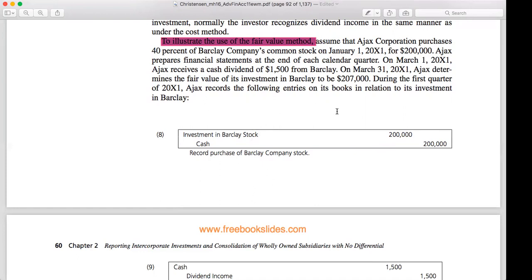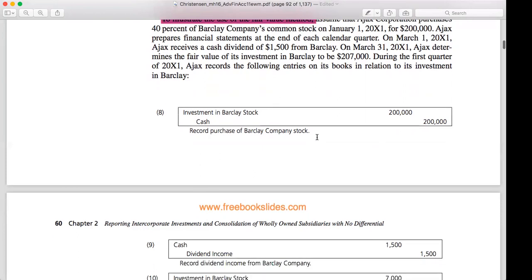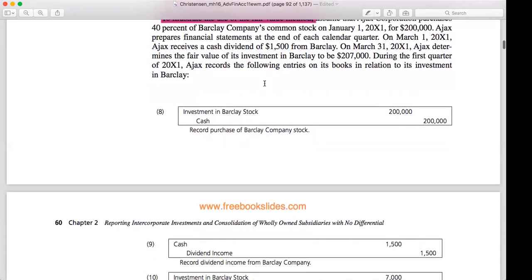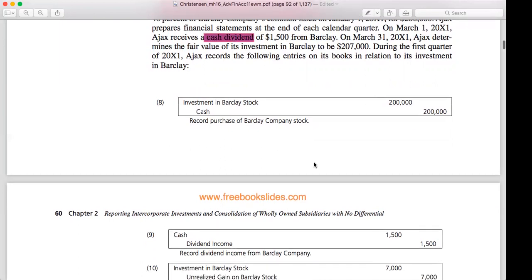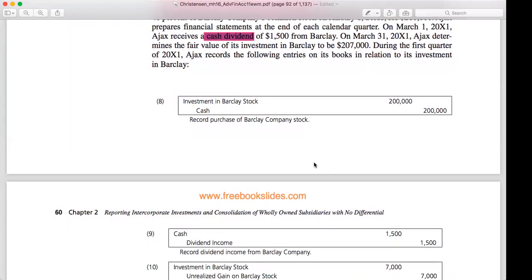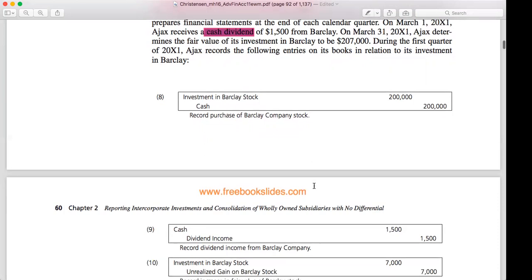Investment in Berkeley, 200, in cash, 200. And then there is a dividend income from Berkeley, right? So Berkeley has a cash dividend of around 1,500. So remember, this one will be recorded as cash on the Ajax side, right? So Ajax has a dividend income from their investment of around 1,500.